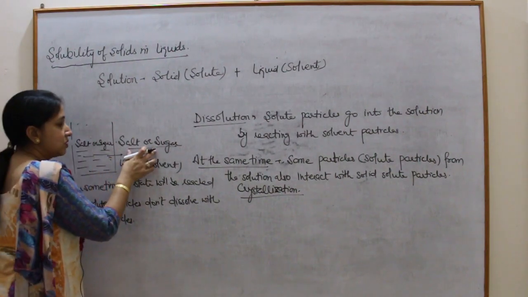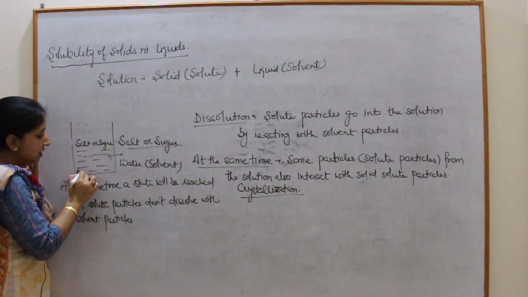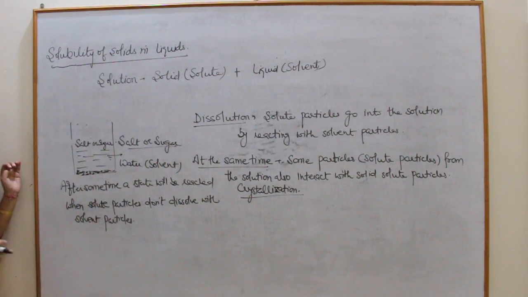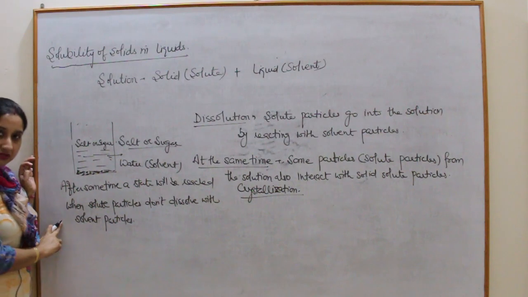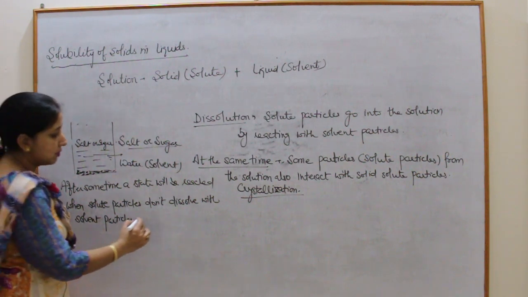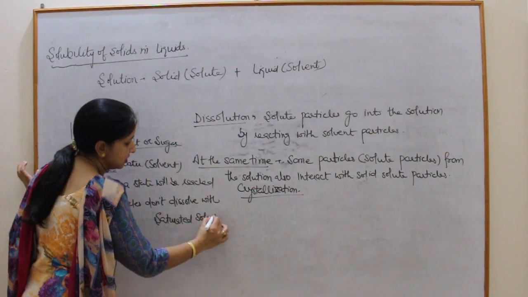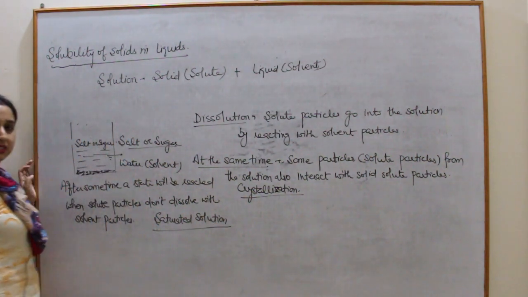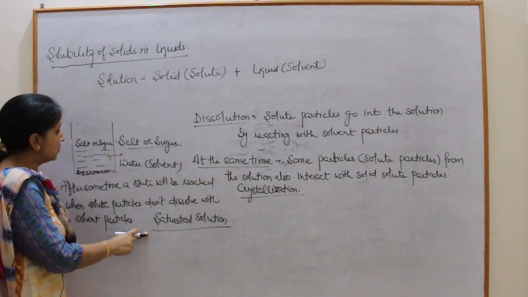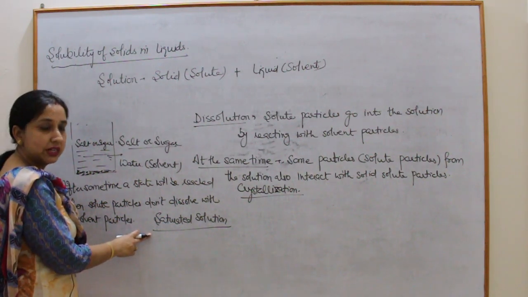Means if we add more salt or sugar into the water, it will not form a solution but will start depositing in solid form below the solution. So this solution in which no more solute particles can be dissolved, this type of solution is known as saturated solution. So what do you mean by saturated solution? A solution in which no more solute particles can be dissolved. This solution is known as saturated solution.